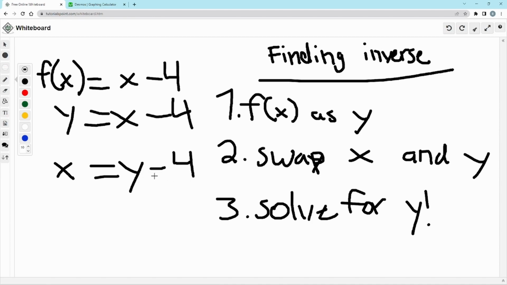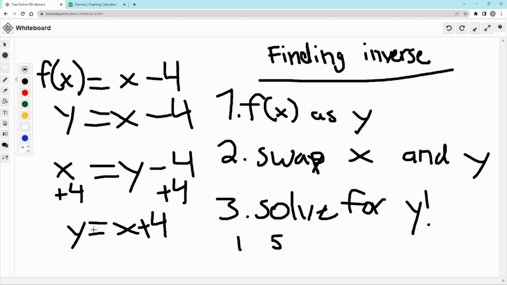And after that, it's just like a regular equation. We need to solve for y. So we add 4 to both sides, and boom, y equals x plus 4. And to find if this is a function, we can just test values again. So if x is 1, y is 5. And if x is 2, y is 6. If x is negative 2, y is 2. And lastly, let's say x is negative 4, then y is 0.